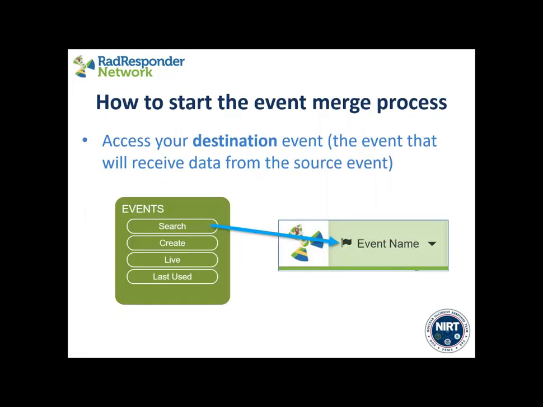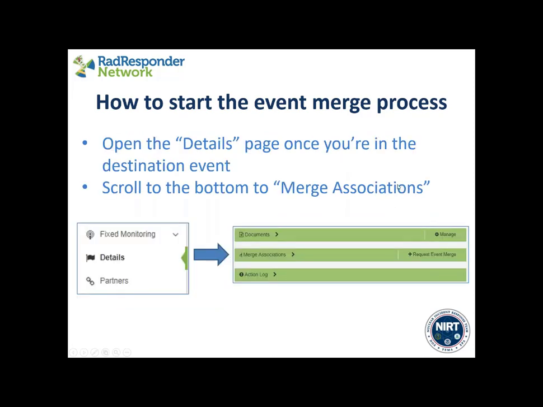The event merge is completed from the event where you want the data to end up, what we call the destination event. So you're going to be making the request from that event. The owner there is the one that needs to initiate this process. So you access your destination event, however you would do that in the RadResponder interface, either from the dashboard or from the top menu. And then you would go to the details page for that event.